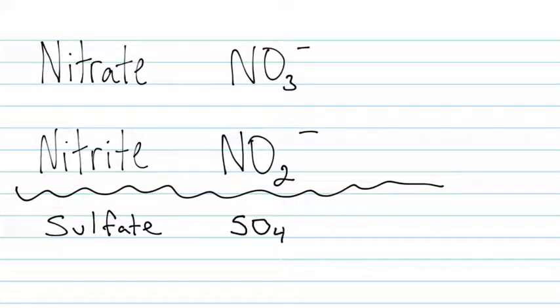SO4, 2 negative. Thank you, Cooper. SO4, 2 negative. And then let's look at its sibling over here. Sulfite. What do you notice about it? That one's the SO3, 2 minus.